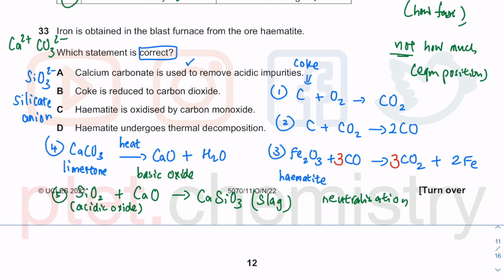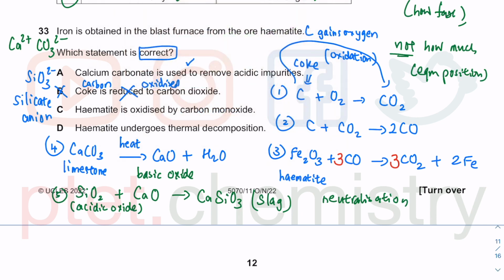for the correct statement. They say the carbon coke is reduced to carbon dioxide. The carbon coke gains oxygen. So if you can see here, the carbon gains oxygen, the carbon gets oxidized. So that is your oxidation there, gaining of oxygen. So that is not reduced, that is oxidized. So B is definitely wrong.